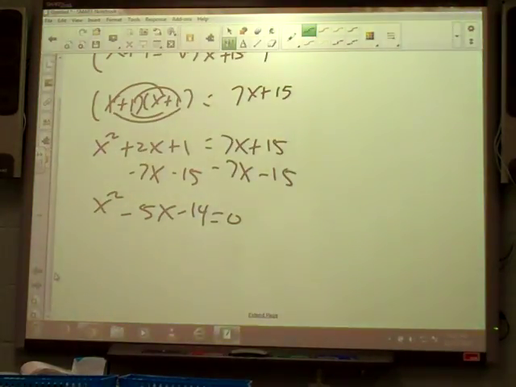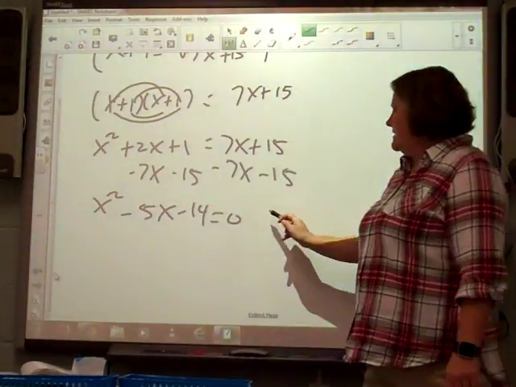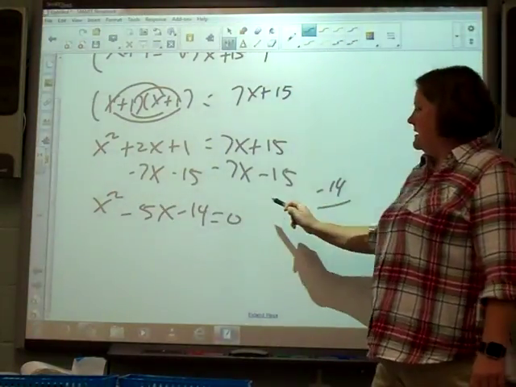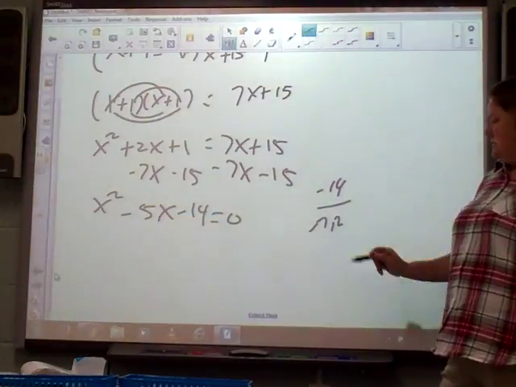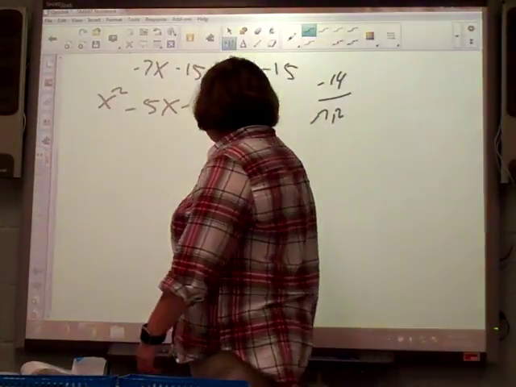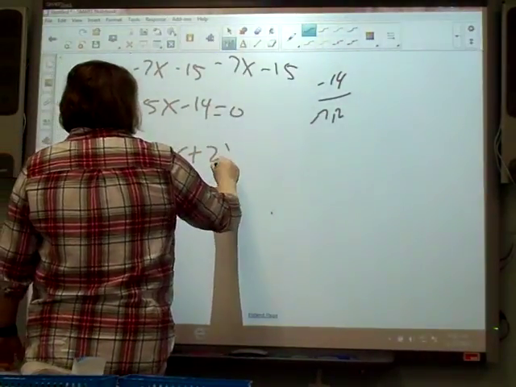Okay, so you can decide now how you want to solve this quadratic. It is factorable, so that's the way I'm going to do it. I look at a times c, factors of negative 14 that add to negative 5. 7 or -7. Negative 7 and 2. Very good, Stephen. So that means this is x minus 7 times x plus 2.